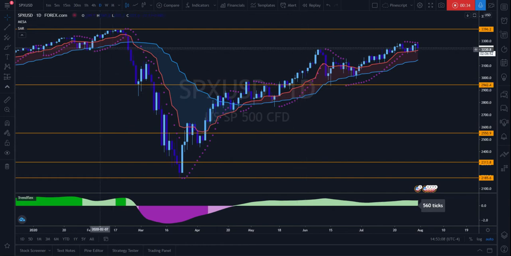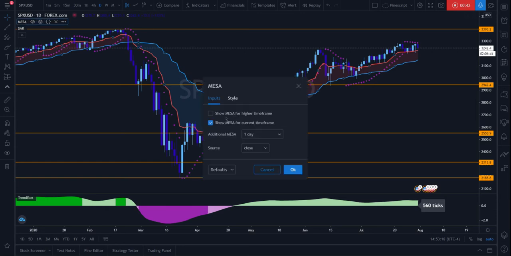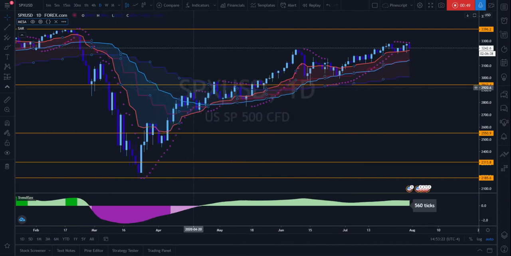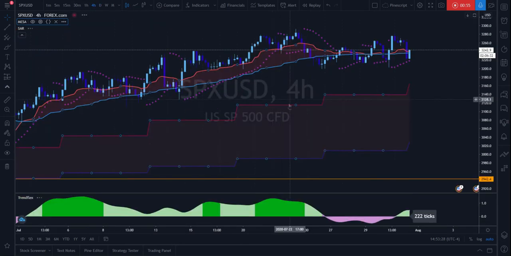This band here is the Mesa Adaptive Moving Average. It is an indicator created by John Ehlers that I have written in PineScript that also supports multi-time frame analysis, which is super handy. So now I've overlaid the weekly Mesa Adaptive Moving Average on top of this. If I go down to the 4-hour, I'll just hide this for now.